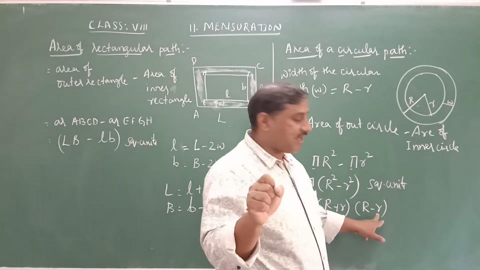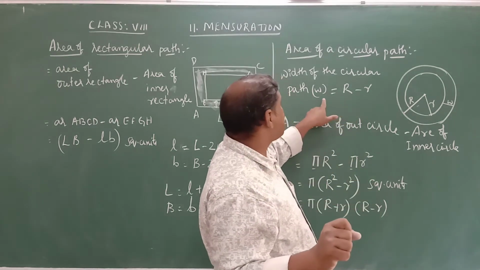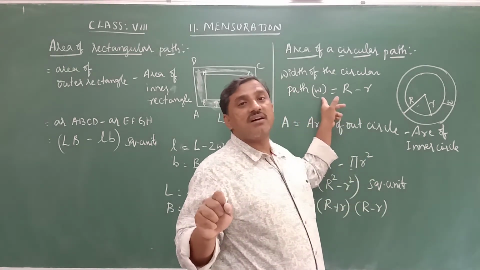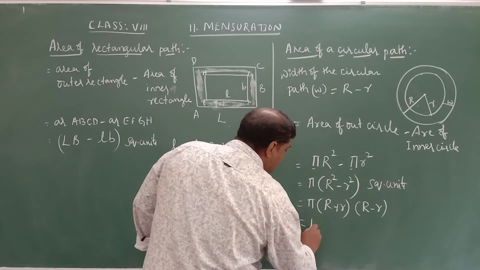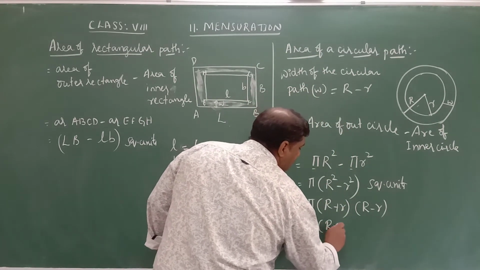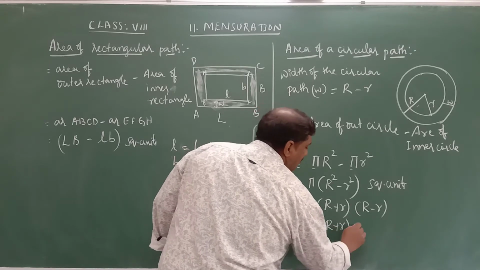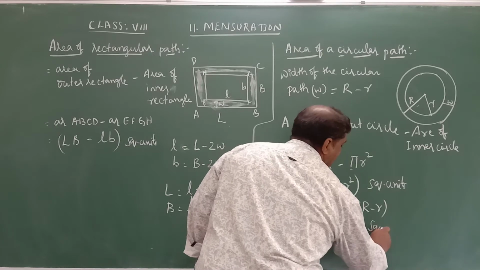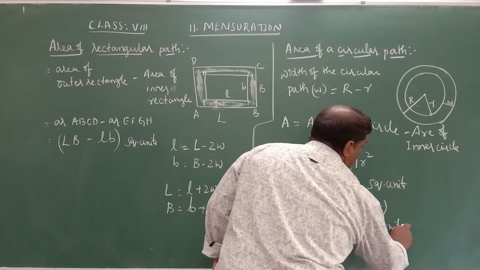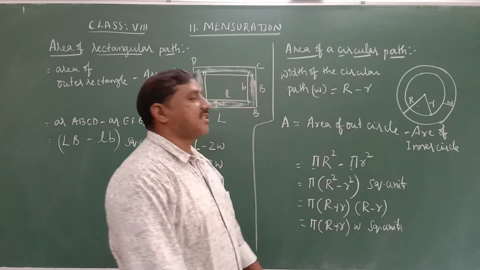The difference in the radius of two circles is nothing but the width of the circular path. So we can derive this as pi into (R plus r) into (R minus r), that is pi (R + r) w, where w stands for the width of the circular path. So what is the area of a circular path?